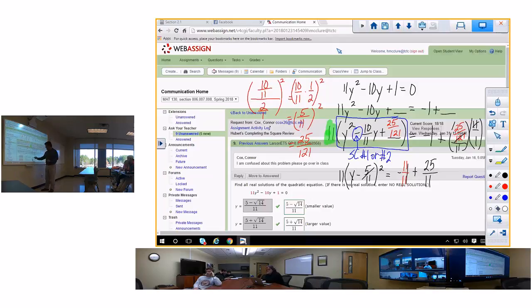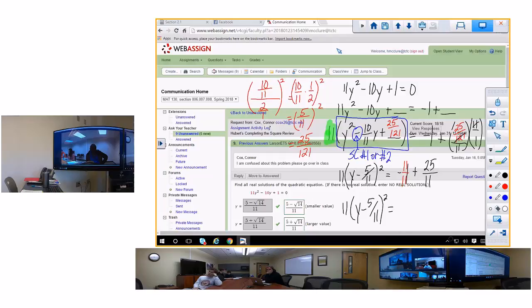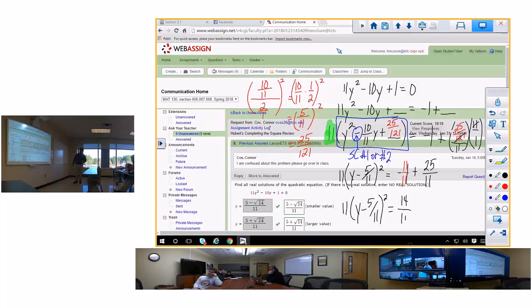When we get through, 11 times the quantity y minus 5 over 11, squared. What's -11 plus 25? 14. 14 over 11. Now, that's your vertex. Your vertex is 5/11 and -14/11. So I'm not worried about the vertex, but I want you to move on and solve for x.